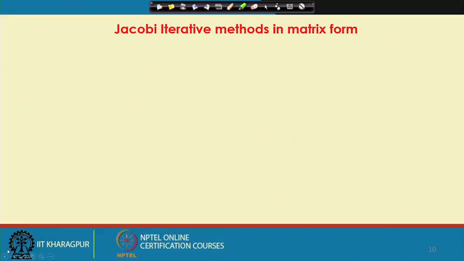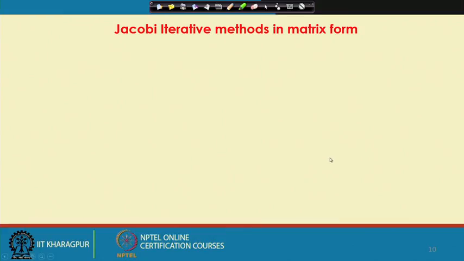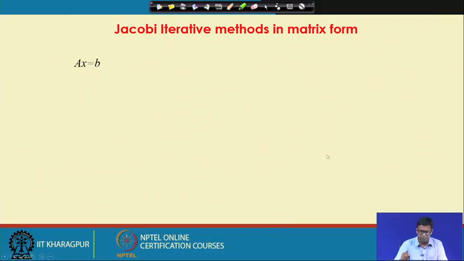First, let us look at how these methods look when we represent them in matrix form. We are discussing the Jacobi iterative method first, and then we will look into the matrix form, because last class we only looked at the equations individually, as a collection of equations, not as a matrix equation. Now we will start looking at it as a matrix equation. We are solving the matrix equation A x is equal to b.